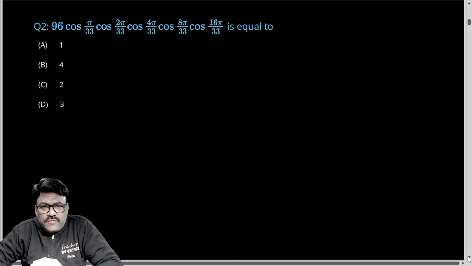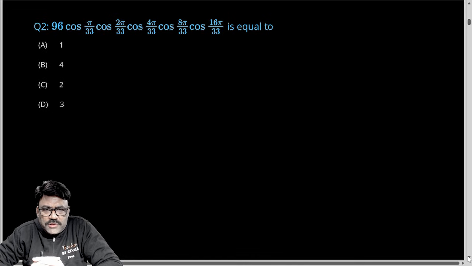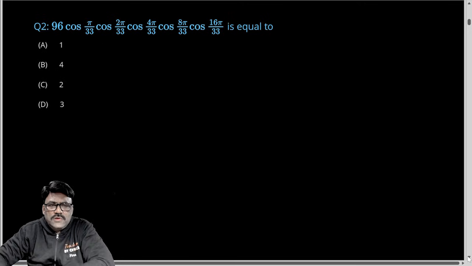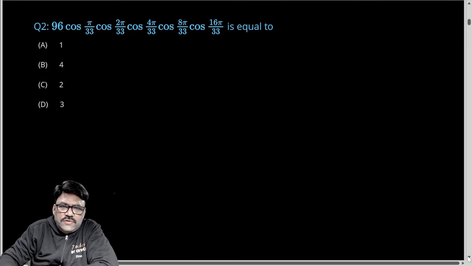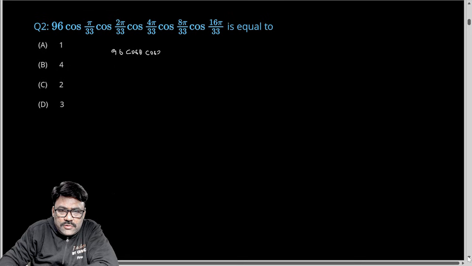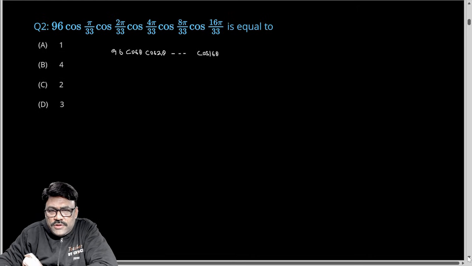Okay, see this question. This is from trigonometry. You have to calculate the value of this trigonometric expression. So you can see it is 96 times cos theta, cos 2 theta, cos 4 theta, cos 8 theta, cos 16 theta. Theta, 2 theta, 4 theta, 8 theta, 16 theta. Theta I have taken as pi by 33.